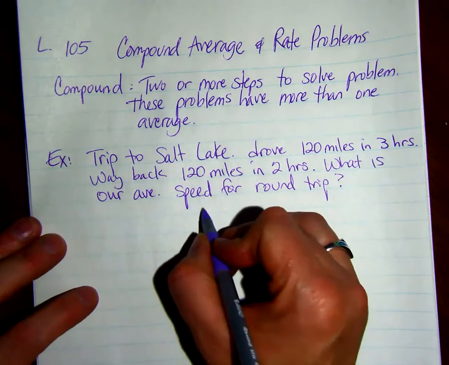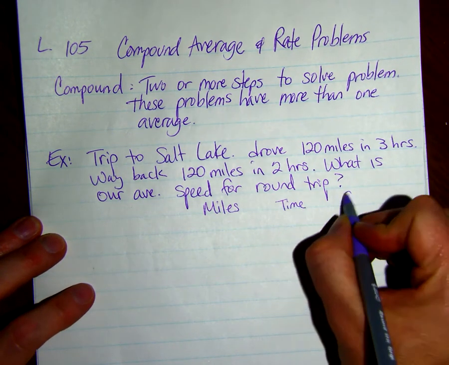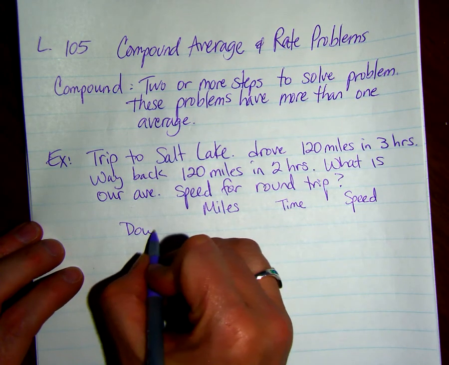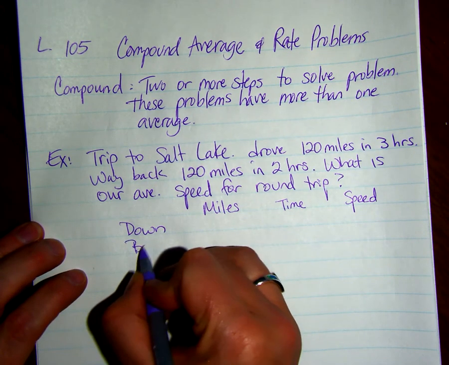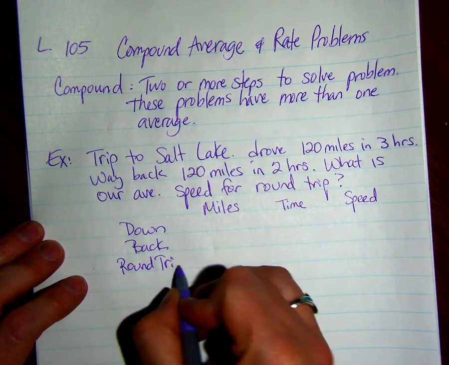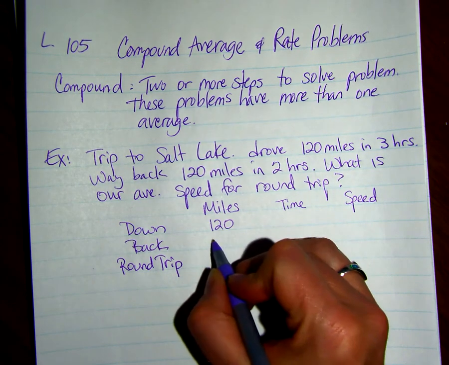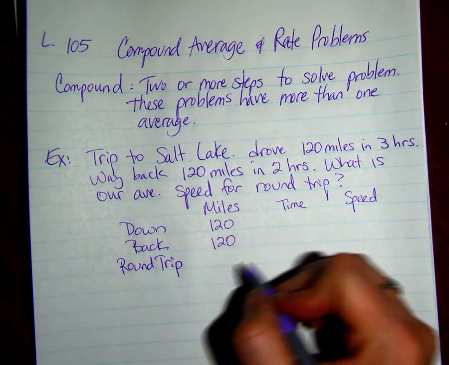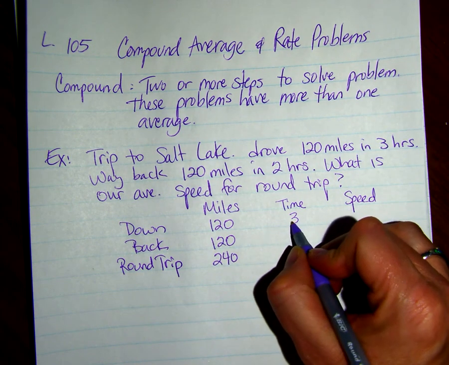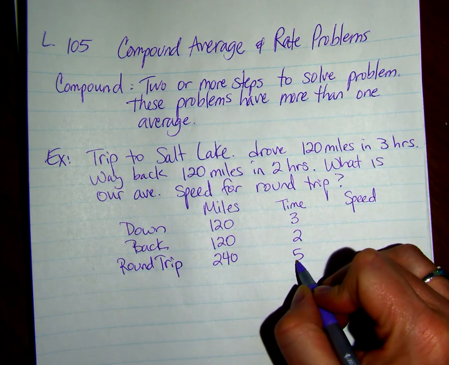So we need to take the miles and the time it took and the speed. And we have the trip down, we have the trip back, and we have the round trip. The miles were the same, 120 to go there and 120 to come back. The total round trip is 240. It took us 3 hours to go down, 2 hours to come back, so 5 hours time.